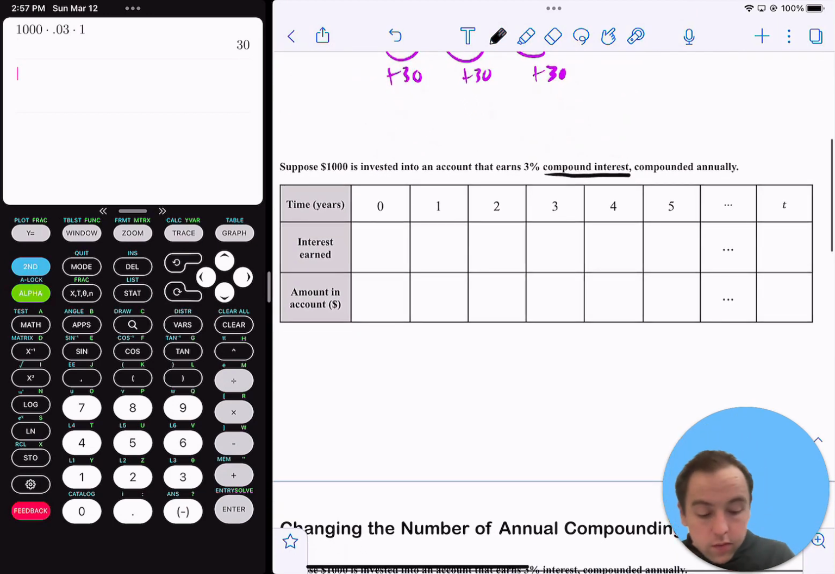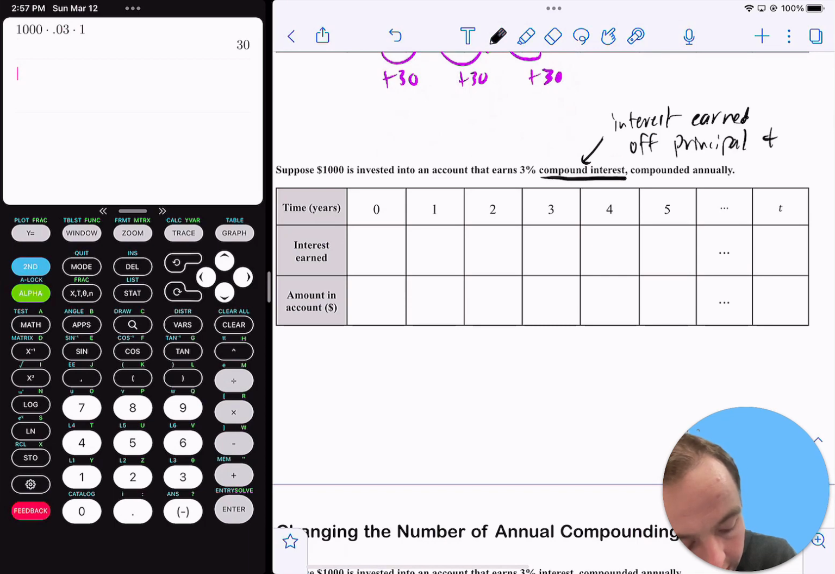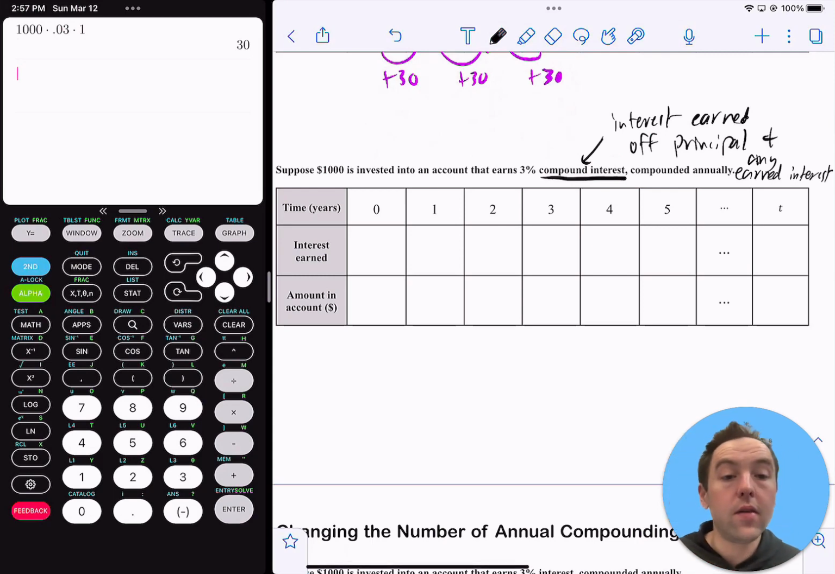So what happens with compound interest is that the interest is going to be earned off of the principal and any earned interest up to that point in time. So that means you're always going to earn a percentage off of the most recent balance in your account.